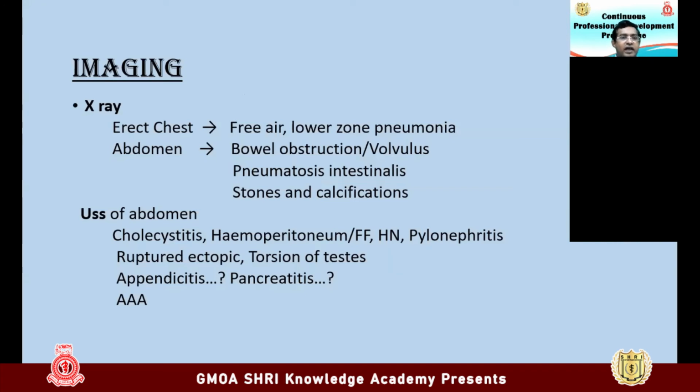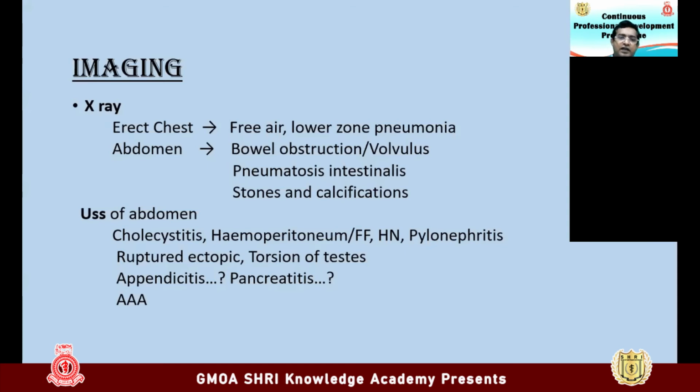So basic imaging like X-rays. We know that we can take an erect chest X-ray. So you will see problems arising within the abdomen, and sometimes you will see lower zone pneumonias, which can give rise to abdominal pain. Free air can most of the time be easily seen on the right side. On the left side you will see a gastric air bubble. So you should not misinterpret the gastric air bubble as free air under the diaphragm.